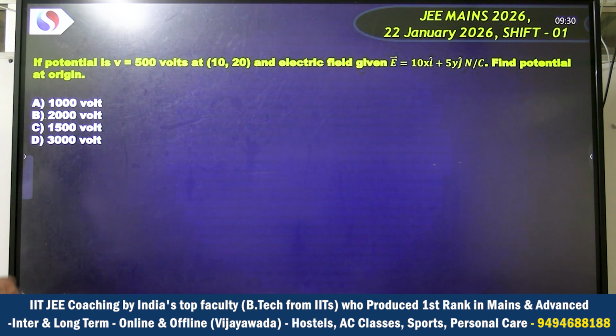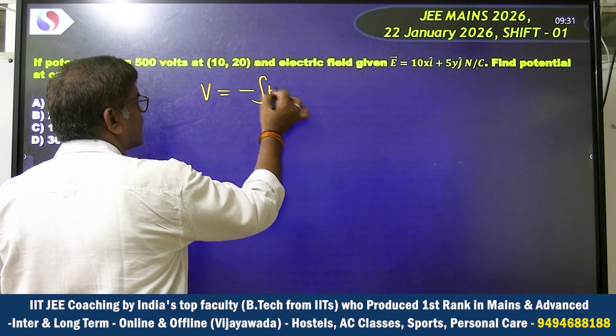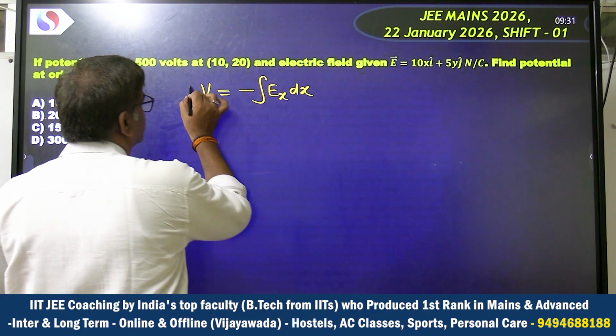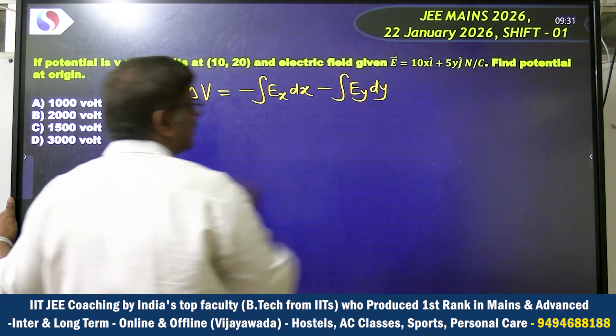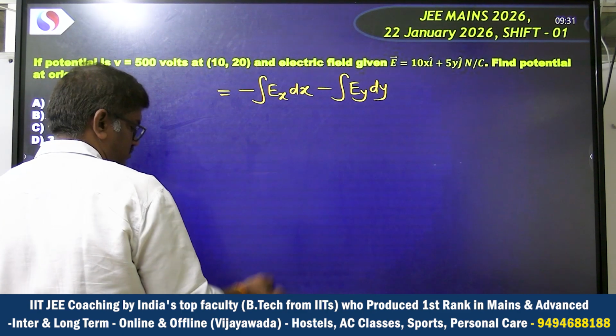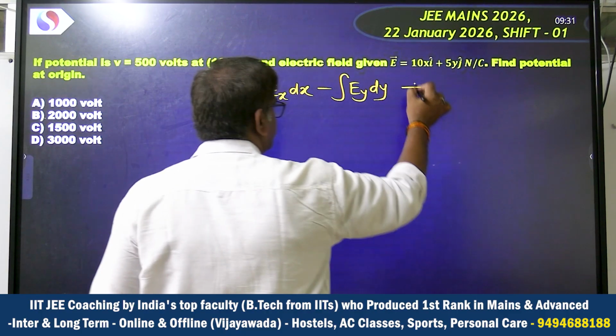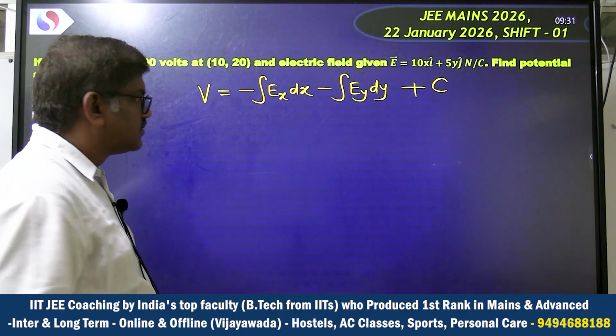Okay, next one. The potential V is 500 volts at (10, 20), and the electric field is E equals (10x plus 5y) j cap. Find the potential at the origin. So you know that the potential change delta V is minus Ex dx minus Ey dy. If I am using the indefinite integral, I can also put plus C. Instead of delta V, we can take V minus V naught, which is plus C.